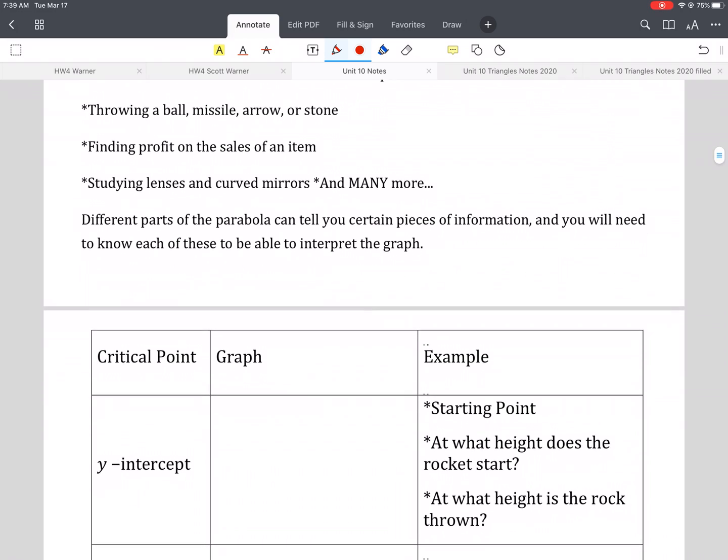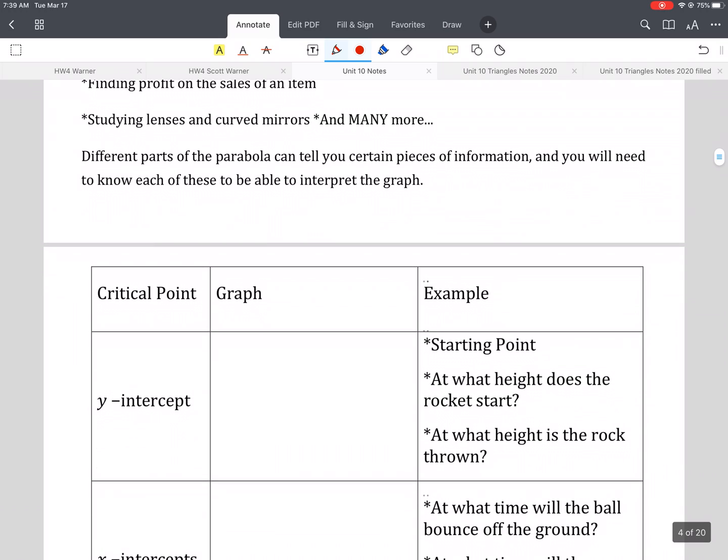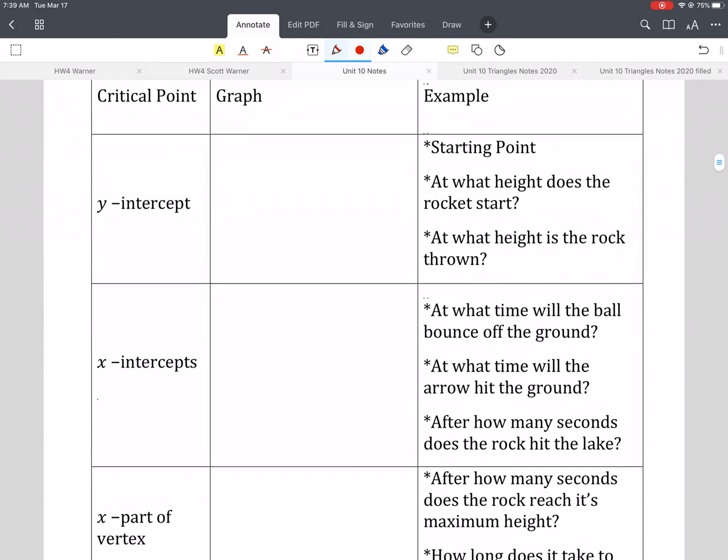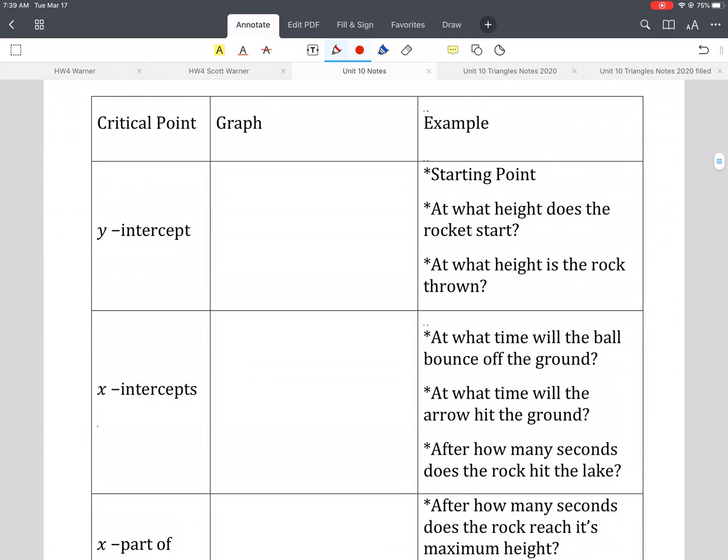Okay, so we're going to go over some examples. If I give you a word problem, you'd need to say, well, what are they actually asking for? Is it going to be the y-intercept? Is it going to be the x-intercept, or part of the vertex? For a problem asking what is the starting point, or at what height does the rocket start, or at what height is the rock thrown, that has to do with the initial time when it begins.